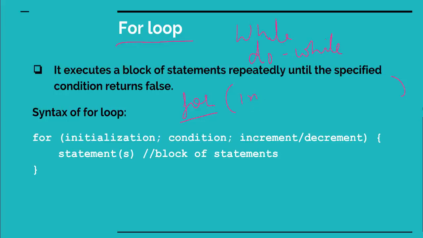One is the initialization part, where you provide a default value or initialize the value. After that, you have a condition that you want to check. There is a semicolon before the condition and also a semicolon after the condition part. Then you either increment, meaning increase the value, or decrement it. Then you will have curly braces, and inside of those curly braces you write your statements. This is how a for loop is written.